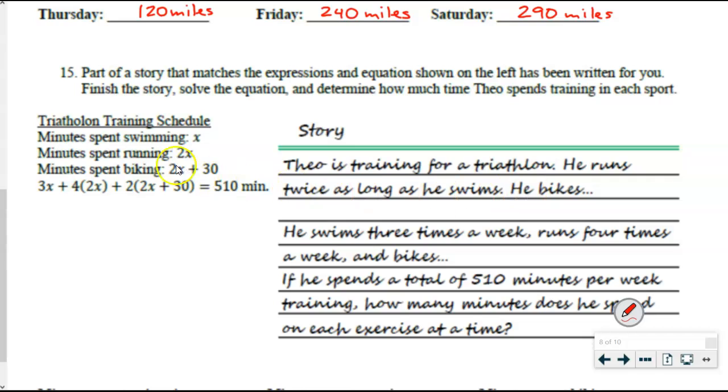How much does he bike? Put it in a story. Check in with your groups first. How can we put that into words, and what are we going to write down here? So again, we're looking at how much he bikes. How can we relate it to the other things that he's doing? Who would like to give it a try? Let's try Emily.